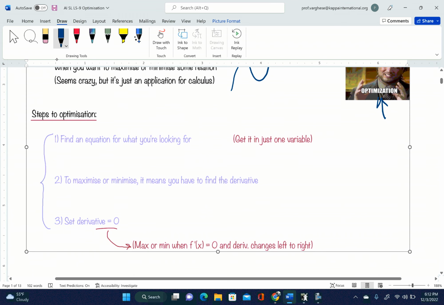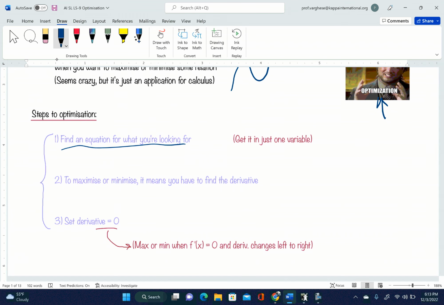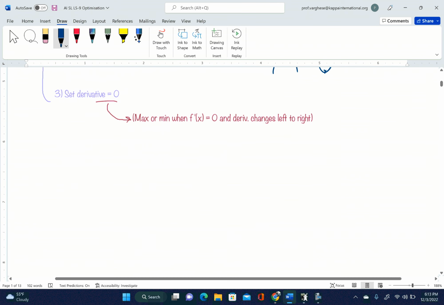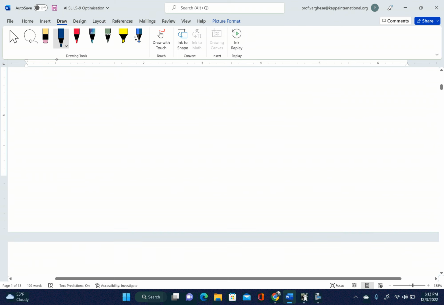So how do you do this? The first thing you want to do is you find the equation, and in one variable is key. Okay. To maximize or minimize, remember what we said with max or min is you're looking for the derivative or the slope and you're setting it equal to 0. So you find the derivative, and then the third step is to set it equal to 0. Okay. It can be pretty straightforward.